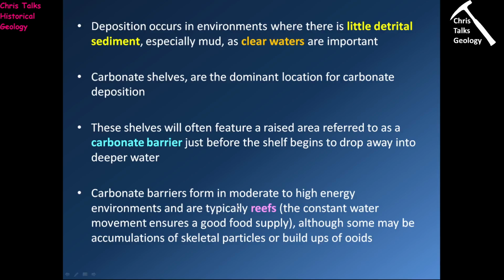Some carbonate barriers are not actually reef related. There are some carbonate barriers that are actually made of skeletal particles, so bits of shell, or you can occasionally get carbonate barriers made up of piles of ooids. So an ooid is a little kind of jawbreaker-like carbonate particle that is less than 2 millimeters in diameter.